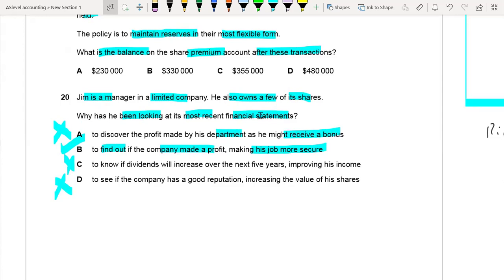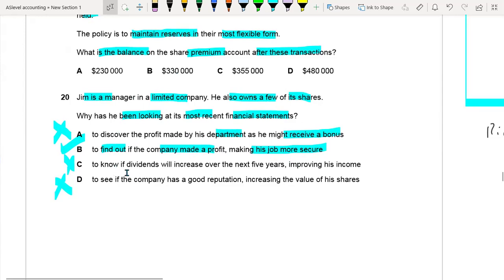So in option A, if you see, to discover the profits made by his own department as he might receive a bonus. This would be more specific to internal departmental reports rather than the overall financial statement of the company. So it means that option A is not the right option.